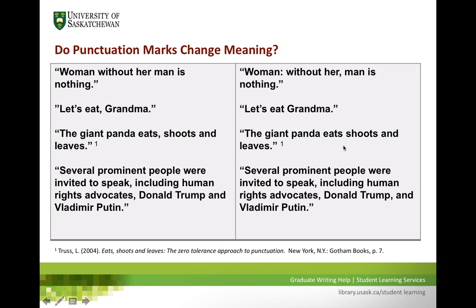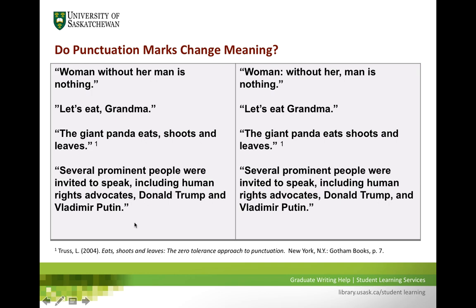In this one, because there's no comma, we know that shoots is a direct object, and so is leaves. And so shoots then, in this sentence, is a noun. Both shoots and leaves are nouns, and they have totally different meanings from the way shoots is used in this sentence and leaves is used in this sentence. So here we have shoots meaning those little green parts of plants and leaves as parts of plants. So this is about the giant panda's eating habits and eating preferences, and this one's about the giant panda's actions.